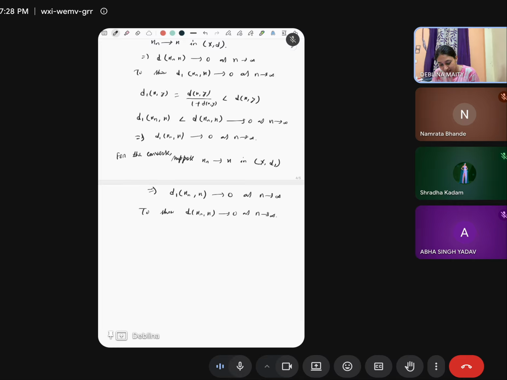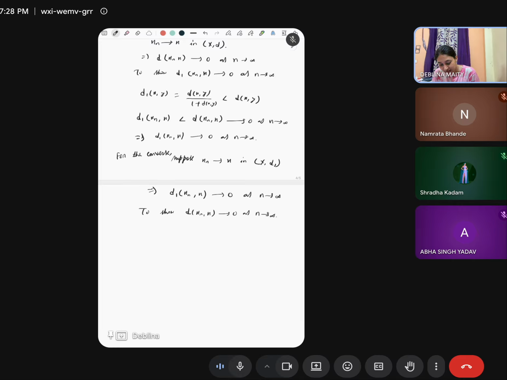So take xn to be 1 by n. This sequence xn converges to 0 in (R, d), because it is the usual metric. So 1 by n goes to 0 as n tends to infinity. So xn converges to 0 in the usual metric.